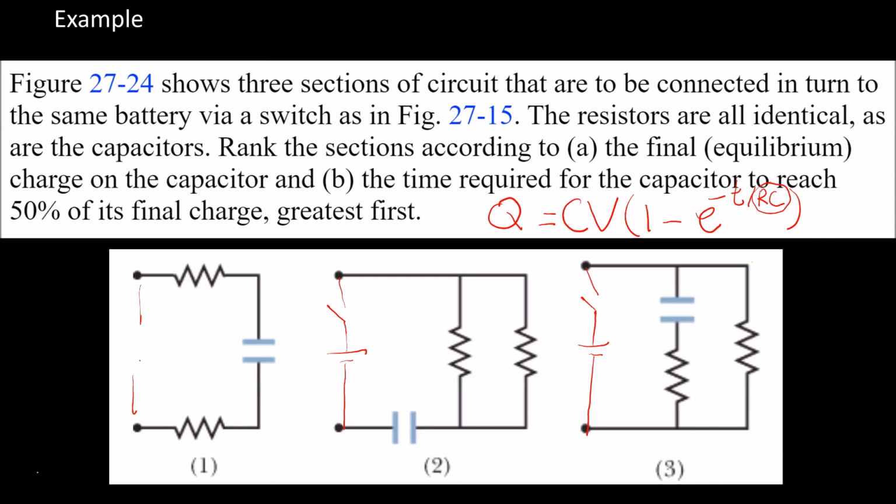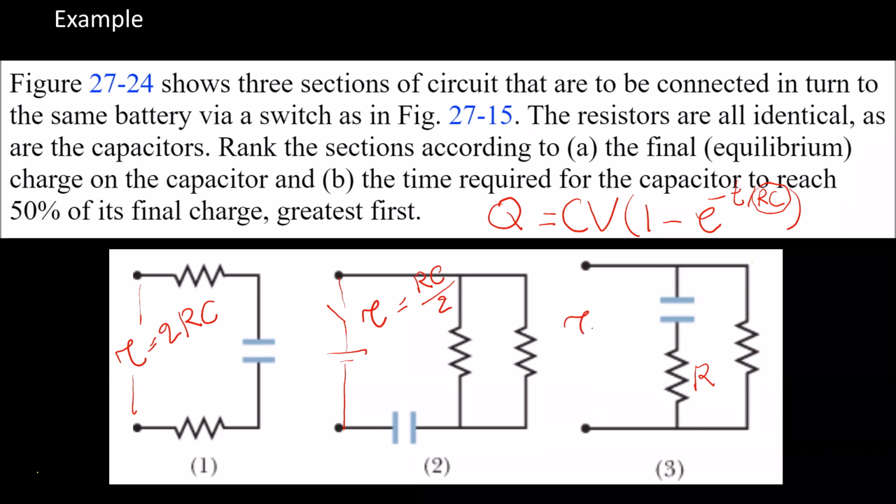So in here, tau is 2RC. In here, tau is RC divided by 2. In here, only this one affects the problem, and so tau in this case is RC. So you see, 1 is the highest, 3 is the next, and 2 is the next. So 1 is greater than 3, which is greater than 2.